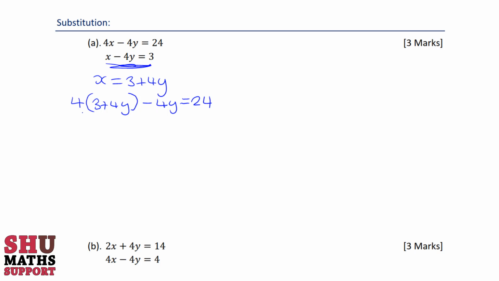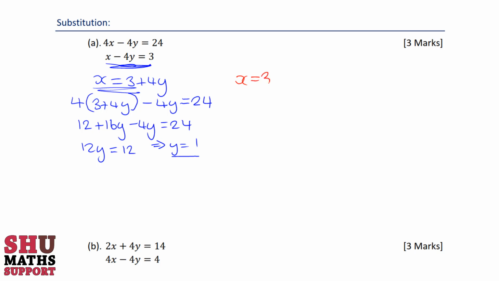So if we expand this bracket here, we have 4 times 3, which is 12, and we have 4 times 4y, which is plus 16y. Minus 4y is equal to 24, and then we want to rearrange for y, so we have 12y is equal to 12, which means y is equal to 1, which is our solution for y. So now if we substitute our solution for y into our equation for x, which is this one here, we would get x is equal to 3 plus 4 times 1, which means x is equal to 3 plus 4, which means x is equal to 7.